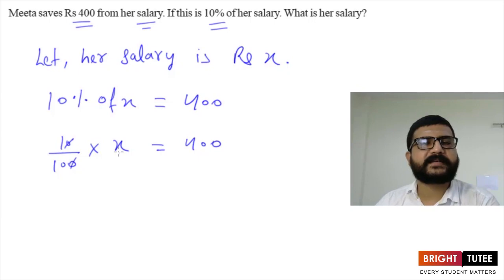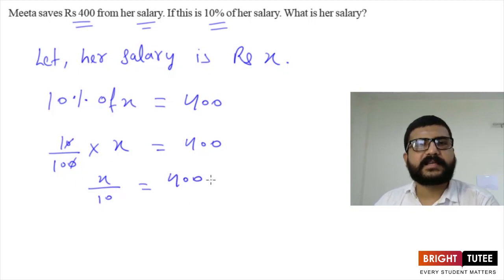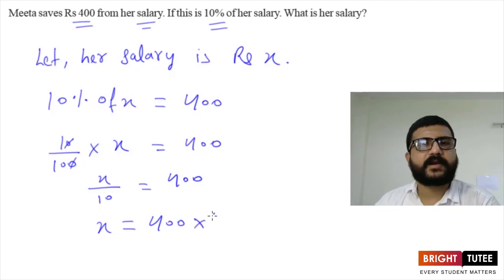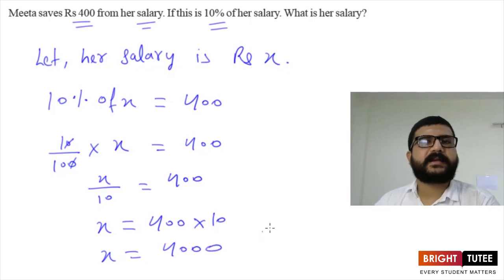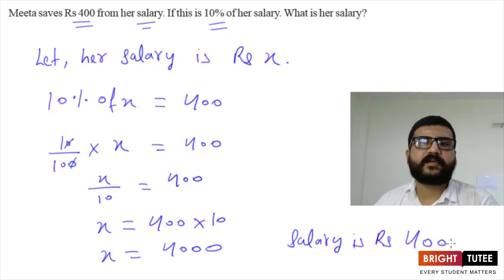Now we can simplify this. This is X upon 10 is equal to 400. Now we can transpose this 10 on the right side. So this will give us X is equal to 400 into 10, which is 4,000. So the value of X we are getting is 4,000. Hence we can say that her salary is rupees 4,000.